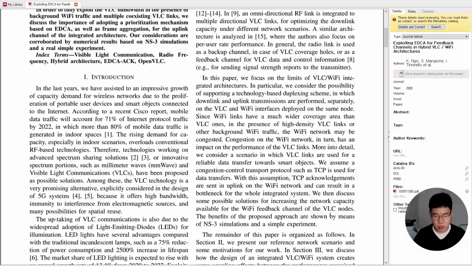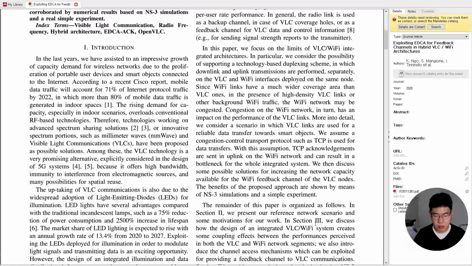In section 2, we present our reference network scenario and some motivations for our work. In section 3, we discuss how the design of an integrated VLC Wi-Fi system creates some coupling effects between the performance perceived in both the VLC and Wi-Fi network segments.